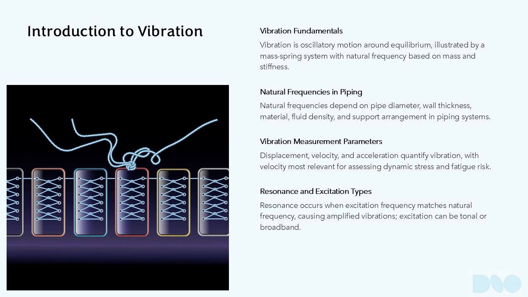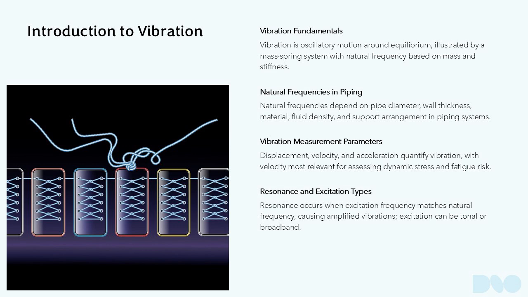Each natural frequency corresponds to a unique mode shape, characterized by nodes, points of zero motion, and antinodes, points of maximum motion. Vibration can be quantified using displacement, velocity, and acceleration, with velocity being the most relevant parameter for assessing dynamic stress and fatigue risk. Displacement tends to dominate at low frequencies, while acceleration becomes significant at high frequencies. Velocity provides a balanced measure across the spectrum.